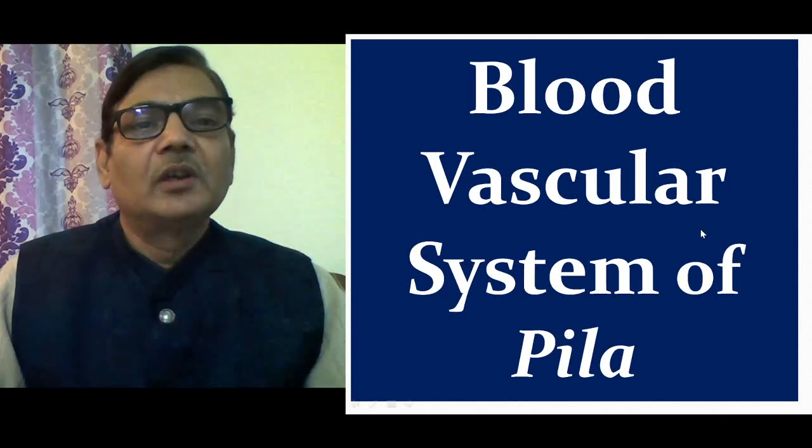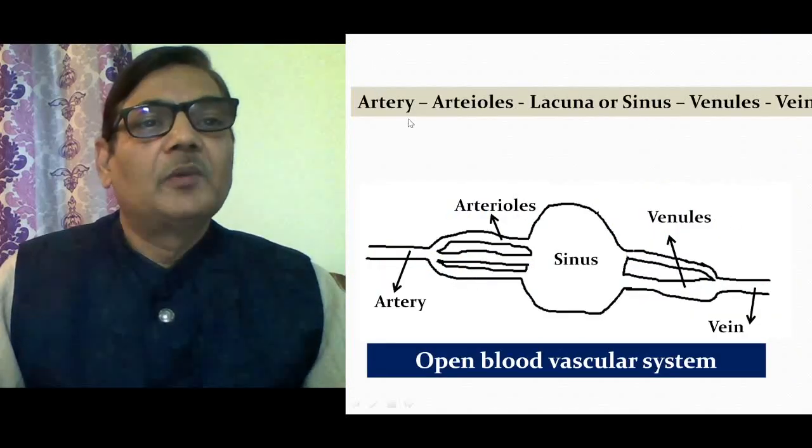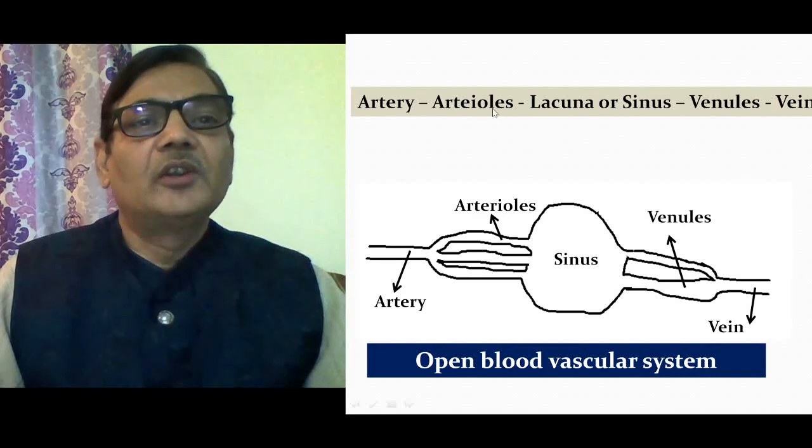So let us see how its blood vascular system helps this animal to supply oxygenated blood to various parts, what the different parts of the blood vascular system are, and also about its blood itself. First of all, let us get aware that its heart pumps its blood into arteries. There are several arteries, and these arteries then divide into branches, which are referred to as arterioles.